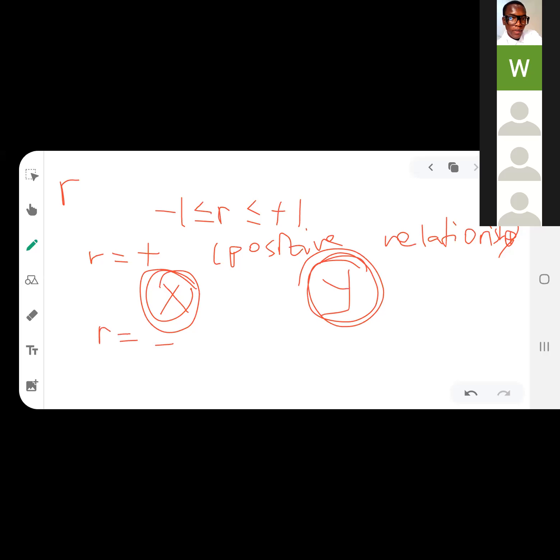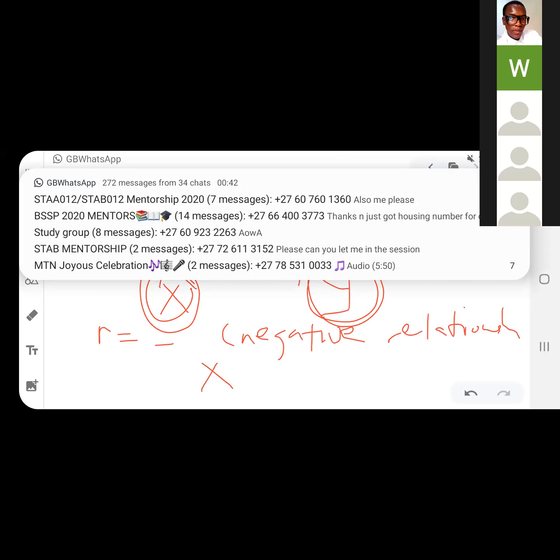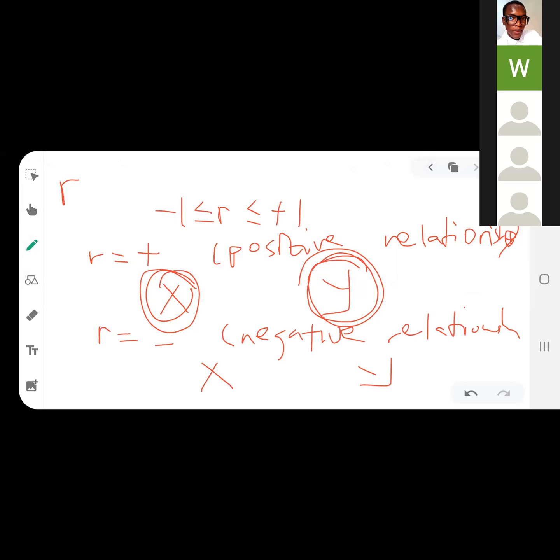So if your R is negative, it means there is a negative relationship between X and Y. A negative relationship means that if the value of X increases, the value of Y decreases. So it means that they are antagonistic, or they move in opposite directions. They oppose one another.